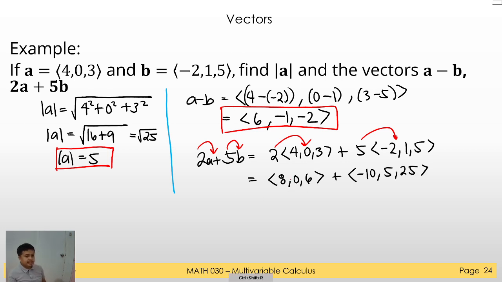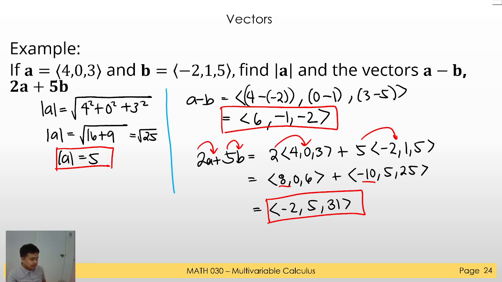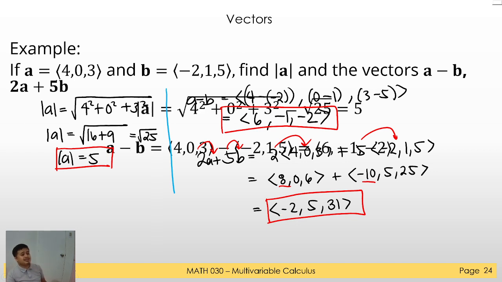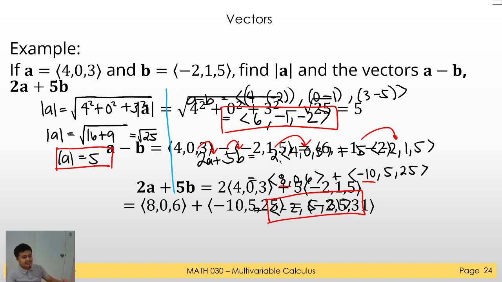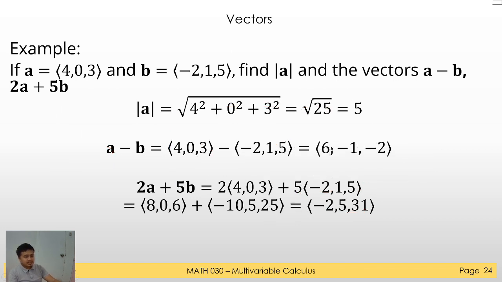Alright, and then simplify this. We add them entry-wise. So this will be equal to negative 2, 5, and then 6 plus 25 is 31. So this will be your final answer. Okay, so this will be the same answer as what we got, right? Same lang naman.